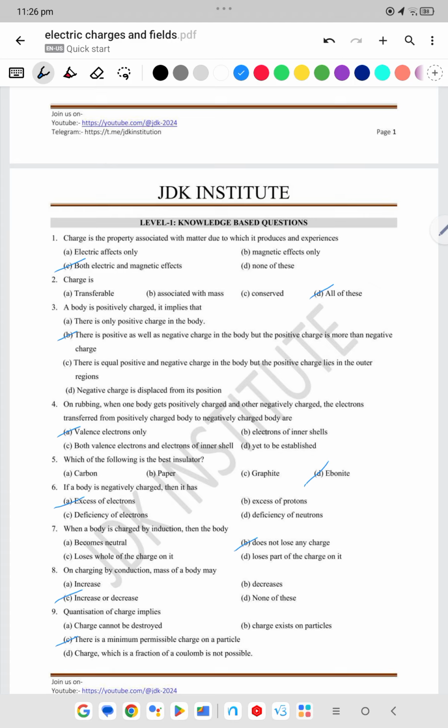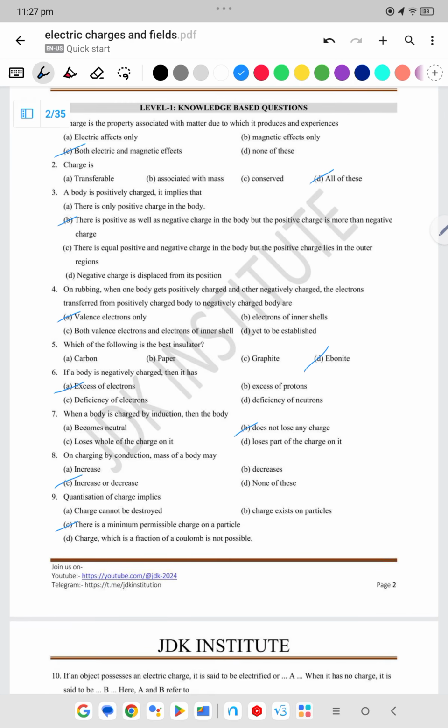Charge is the property associated with matter due to which it produces and experiences both electric and magnetic effect. Charge is transferable, associated with mass, conserved, all of this. So the answer is all of this. A body is positively charged. It implies that there is a positive as well as negative charge in the body, but the positive charge is more than the negative charge.